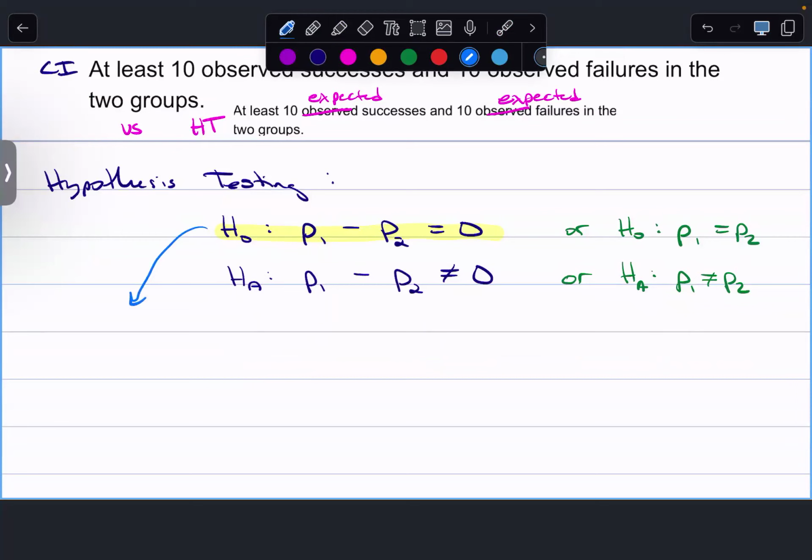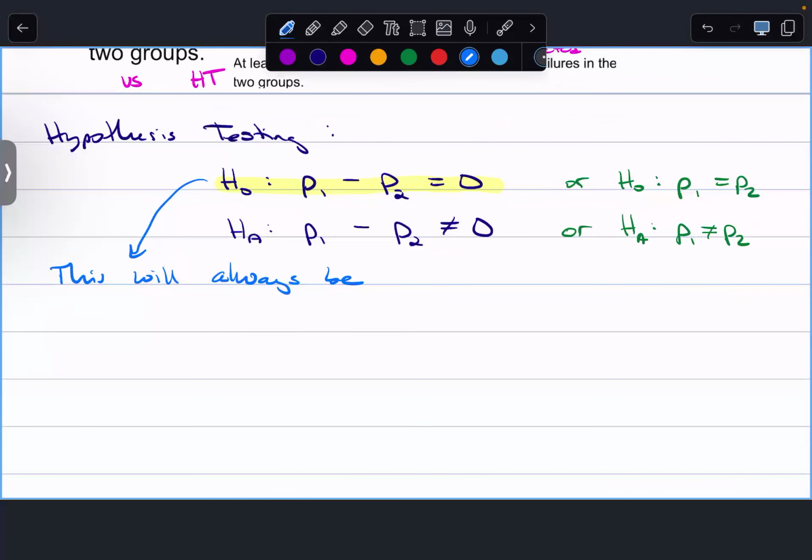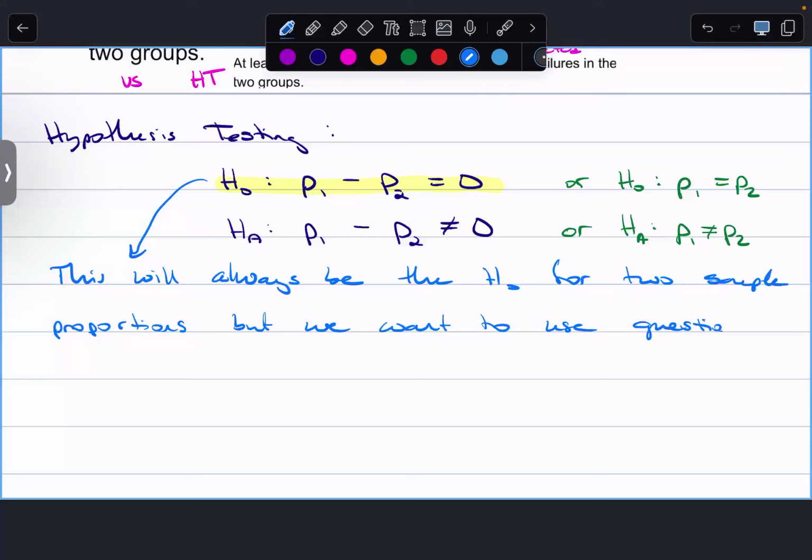So here, I'll say this will always be the null hypothesis for two sample proportions. But we want to use question-specific subscripts, right? PUS, PDuke, that kind of thing.